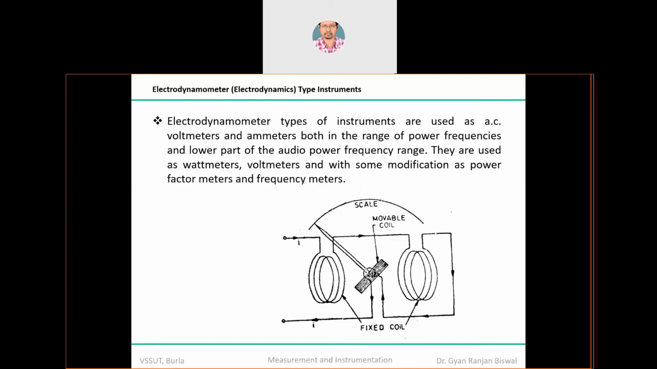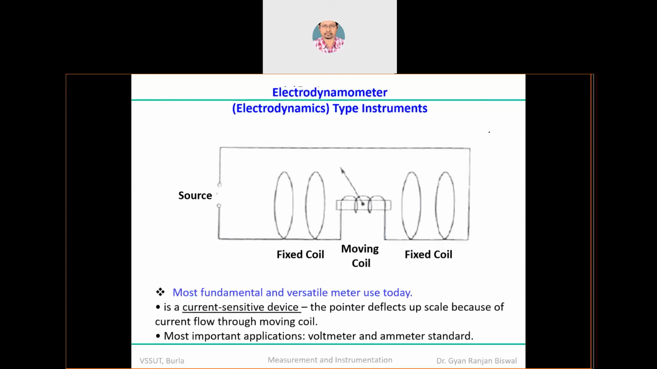It can measure AC voltage and AC current over a wide range of frequencies, from the low frequency range up to audio frequency. The audio frequency range is roughly 0 to 20 kilohertz. Clear? Or you can say it is roughly 0.3 to 15 kilohertz on average. Clear? So they can be used as a wattmeter, voltmeter. Okay, even with a little modification you can use it for power factor measurement, frequency measurement, and so on.